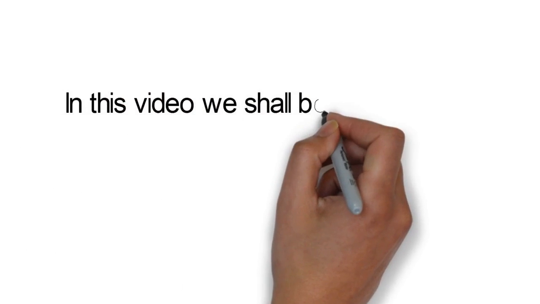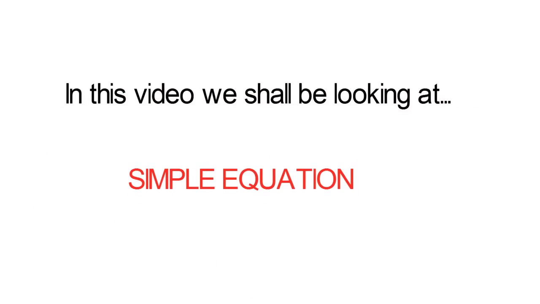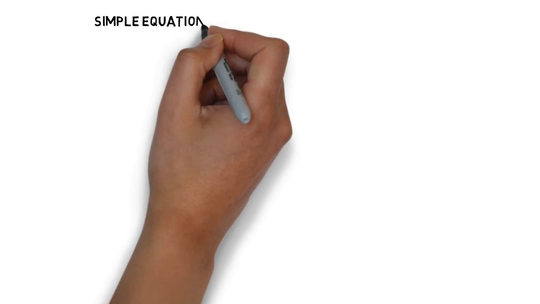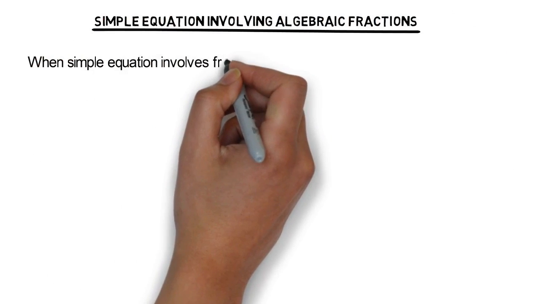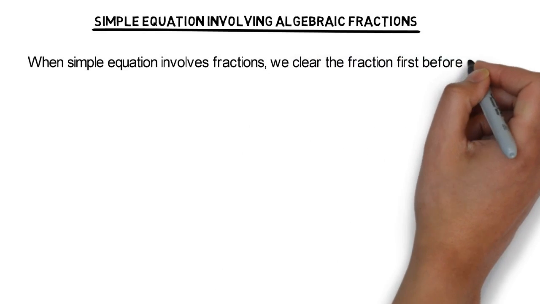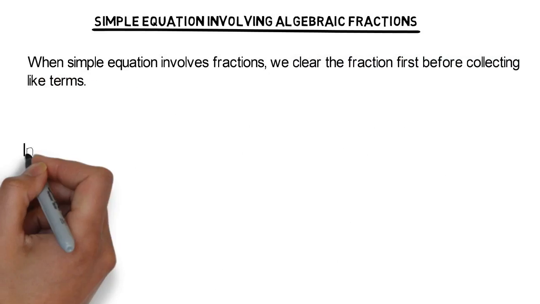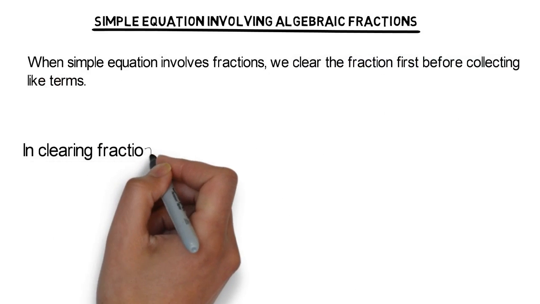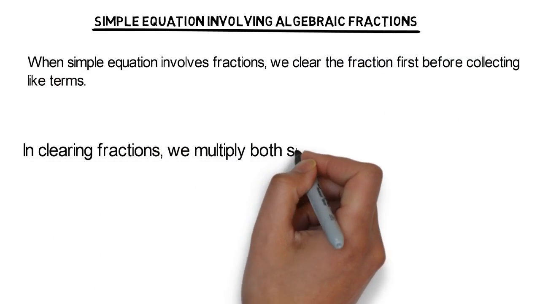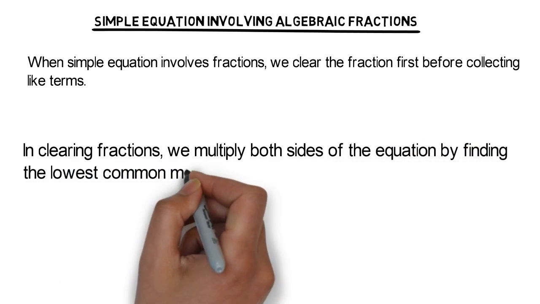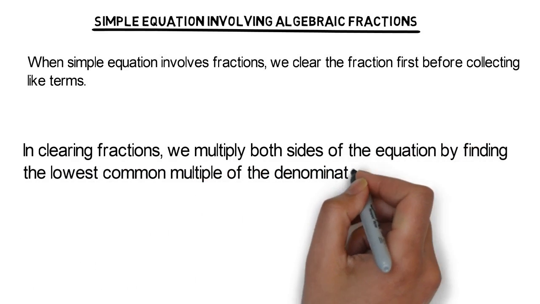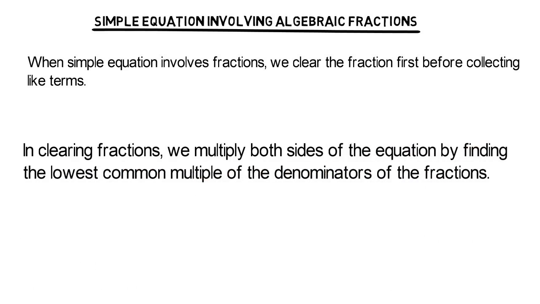In this video, we shall be looking at simple equations involving algebraic fractions. When a simple equation involves fractions, we clear the fraction first before collecting like terms. In clearing fractions, we multiply both sides of the equation by the lowest common multiple of the denominators of the fractions.